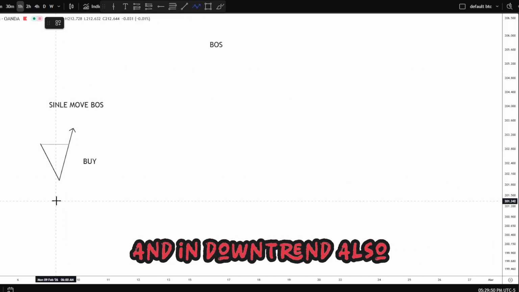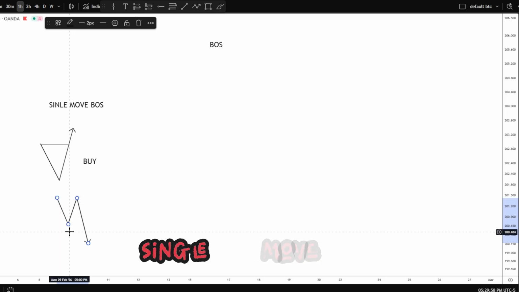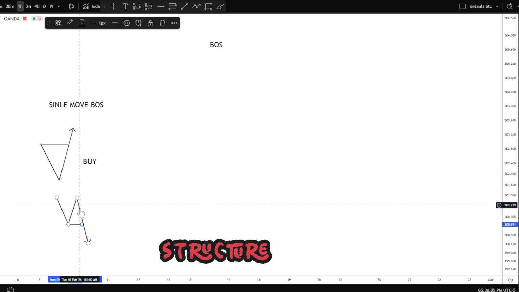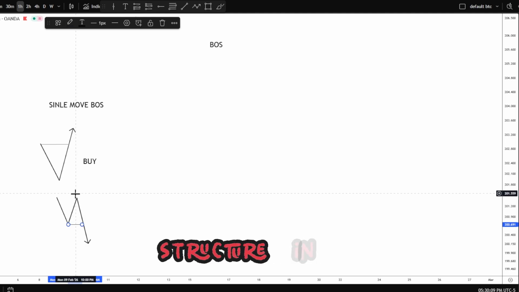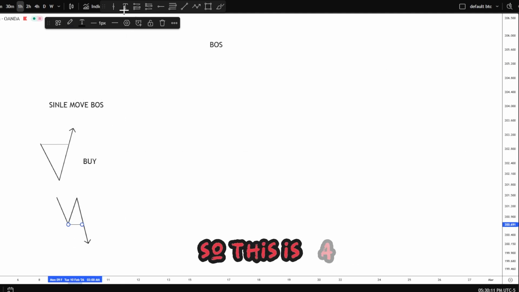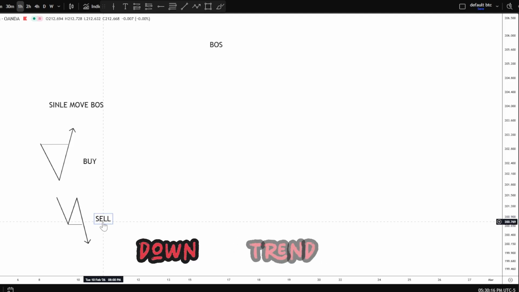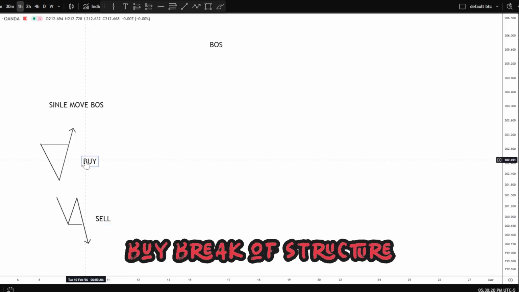And in a downtrend, we also have something like this. We have a single move break of structure, and you can see the market broke this structure cleanly to the downside. There was no retracing, it just broke this structure in one move. So this is a selling break of structure. This is a downtrend break of structure, single move, and this is a buy break of structure, single move.